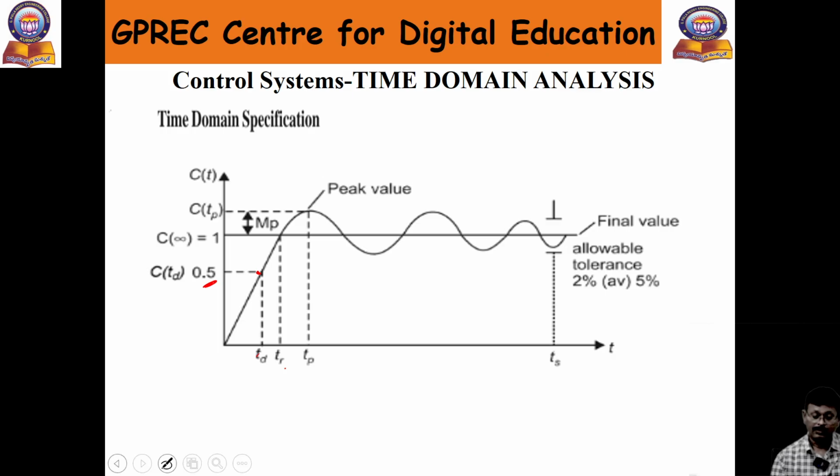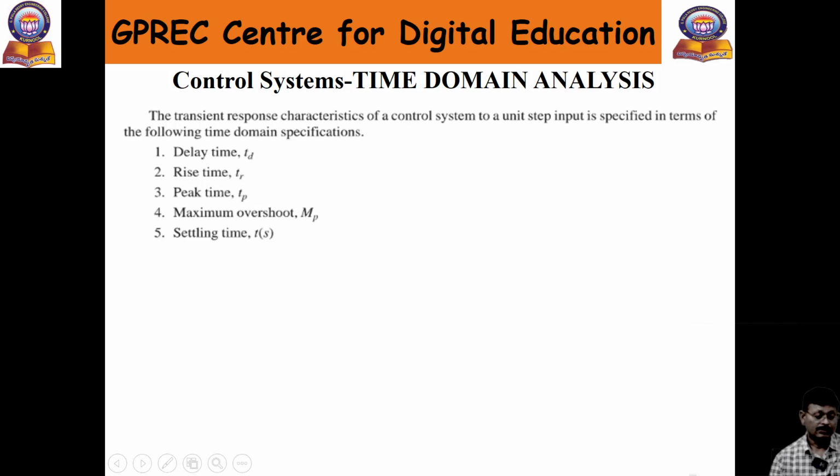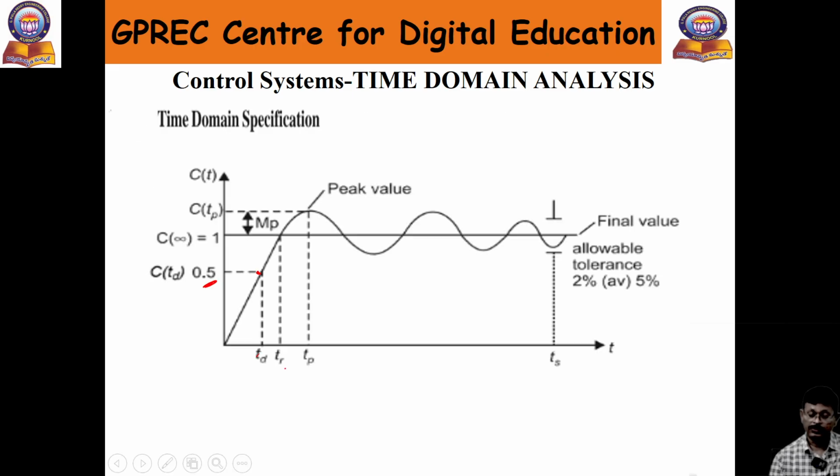Then coming to the rise time. It is the time taken for the response to rise from 0 to 100% for the very first time, because it is for an underdamped system. For a critically damped or overdamped system, it will reach 90%, sometimes 90% to 100%. Observe the response here, this is the 100%. This is called the rise time.